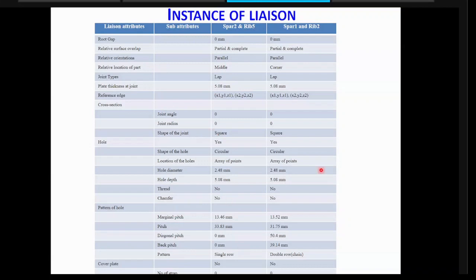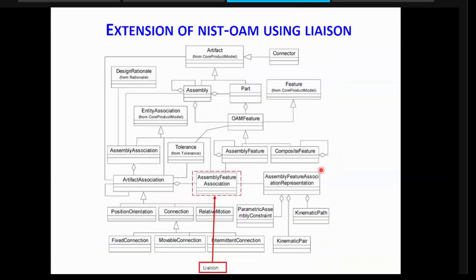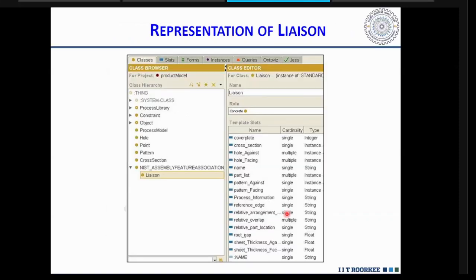Once we have collected this information, we integrated all these data structures that we have developed with the NIST assembly feature association architecture, so that we can use whatever information model is already developed. That is why we developed these liaison data structures and integrated them with this assembly feature association developed by NIST.